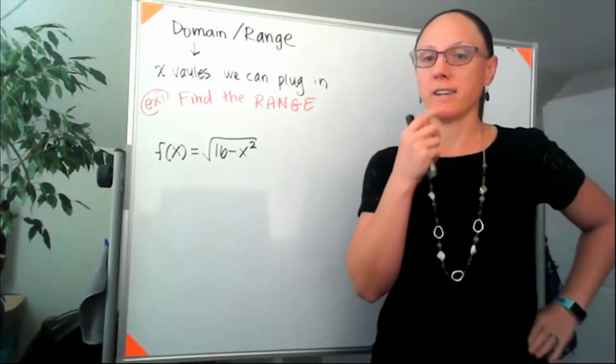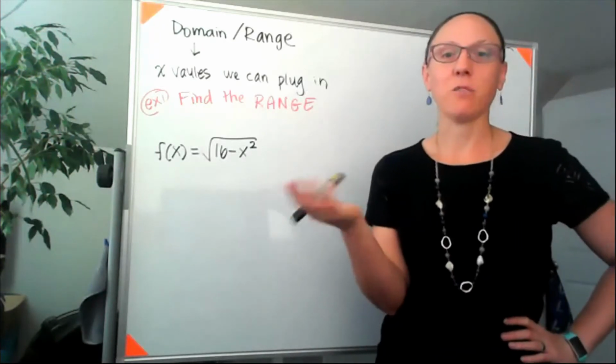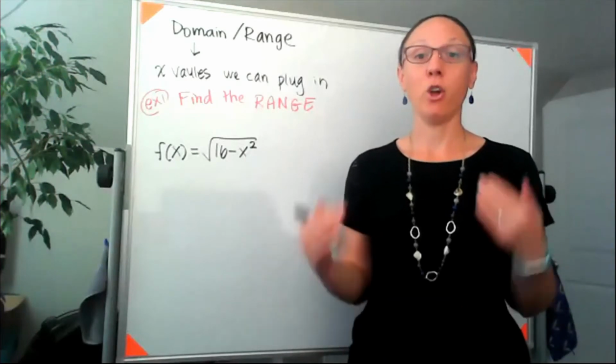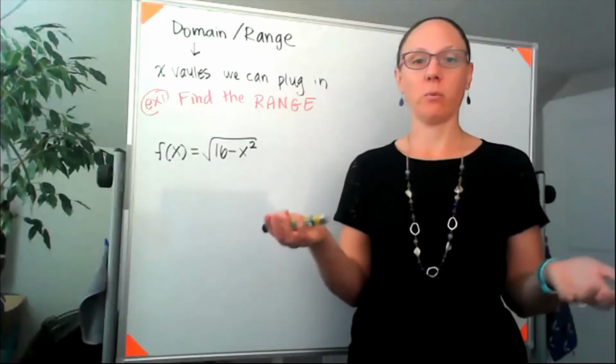The first option is we graph it. And if we can graph it, then the range is answering the question of which y values does the graph of that function actually reach.